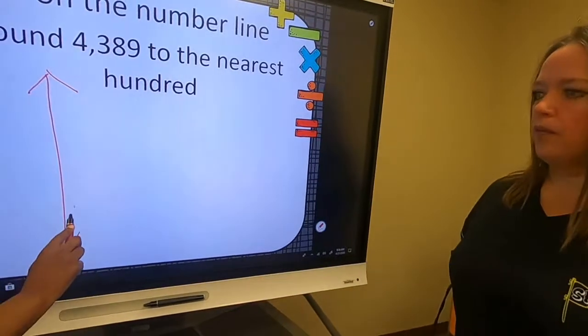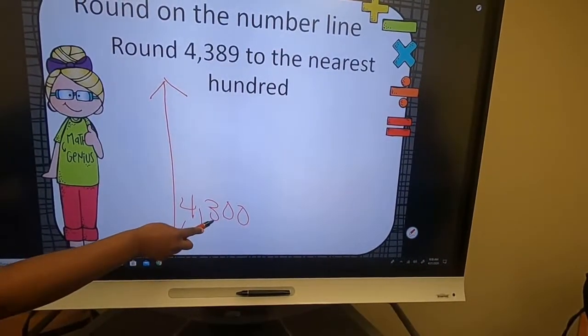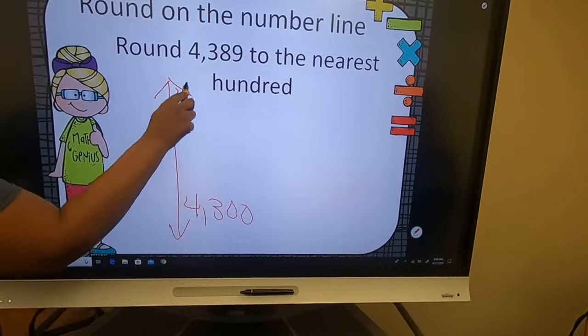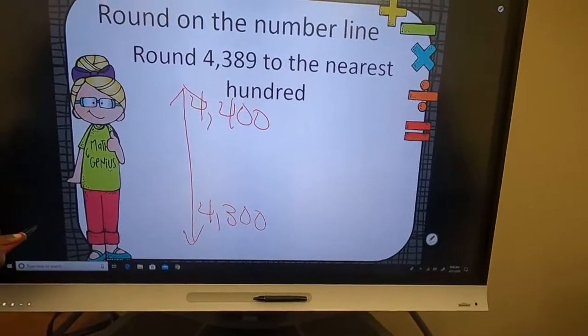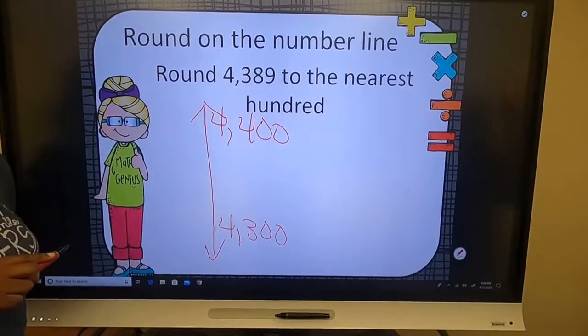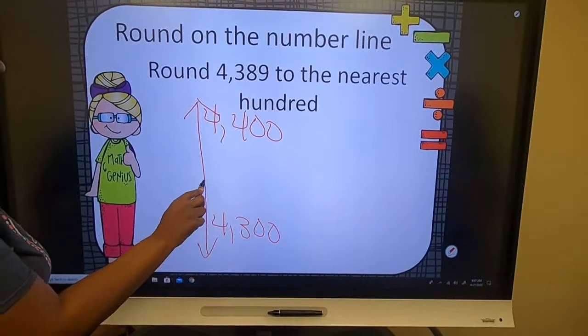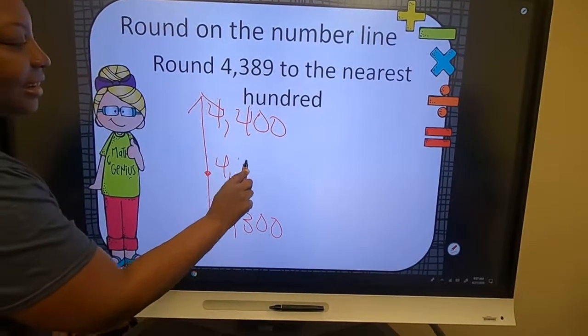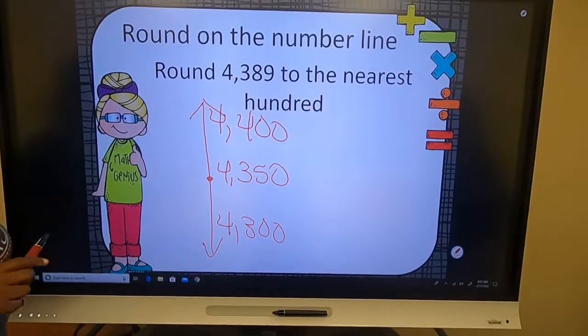Oh, okay. So I'm going to write 4,300. And if I'm in the hundreds place and I'm going up, it would be 4,400. Oh, yes, I see. So I think I know what the midpoint would be. What do you think it would be, Miss Wilson? I think the midpoint will be 4,350. 4,350. You're correct, Miss Wilson.